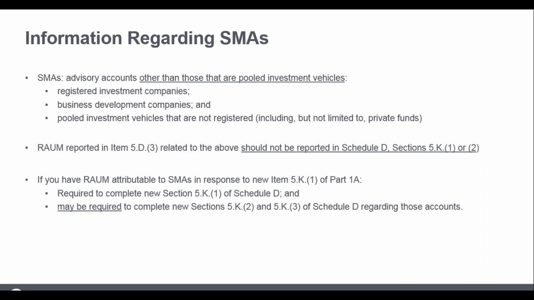We've reached out to the SEC to try to get some clarification on that matter, but unfortunately we have not heard back. So at this point, particularly with a fund of one, it's probably going to be a rather fact-specific analysis as to whether you need to treat that as a managed account for purposes of reporting on the Form ADV. So if you do have any RAUM that's attributable to managed accounts, you're going to need to complete the new Section 5K1 and potentially the new Sections 5K2 and 5K3.